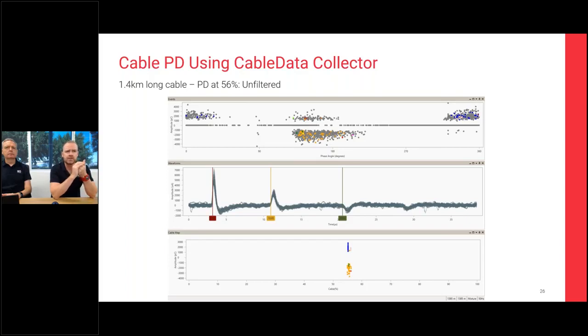So this is a case study. This is a real life case study where we've got a 1.4 kilometre long cable. It's both paper lead and XLPE cable, and PD was identified at 56% of the cable's length from where you're testing. So just over 700 metres, 750 metres, whatever the maths is on that.